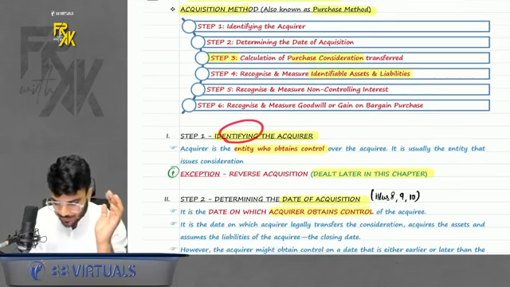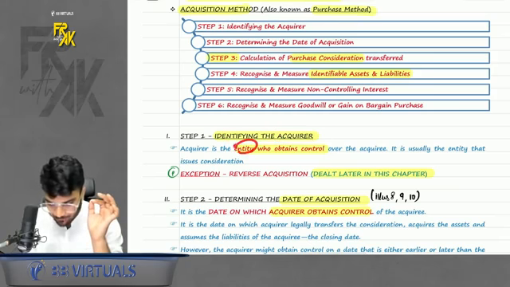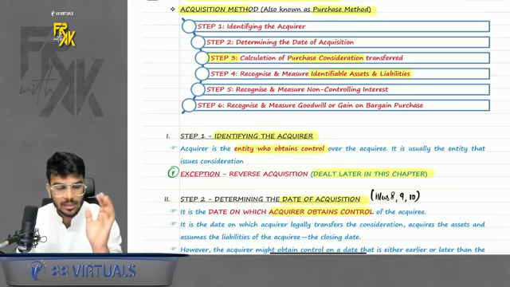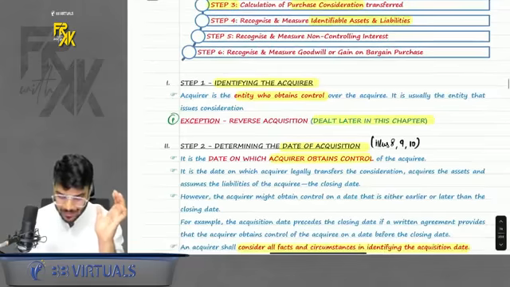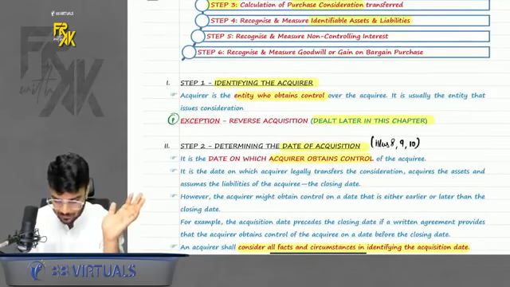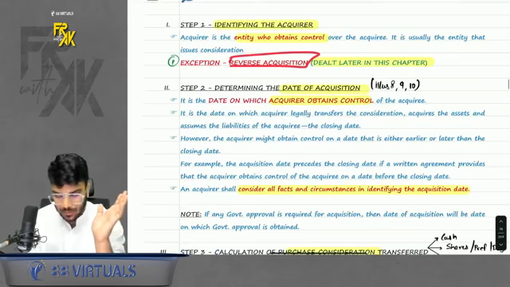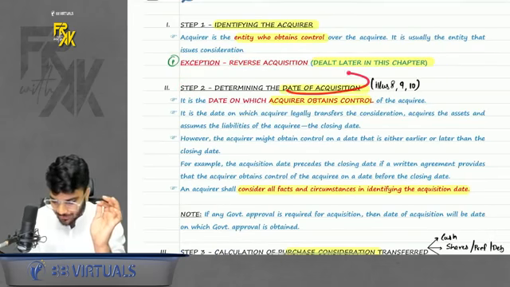First step was identifying the acquirer. Who is the acquirer? The entity which obtains control is the acquirer. So let's say AK acquired Mukku Limited. So AK is the acquirer. Okay, there is one exception which we will discuss later on. That is reverse acquisition. Don't discuss it now. Let's proceed.